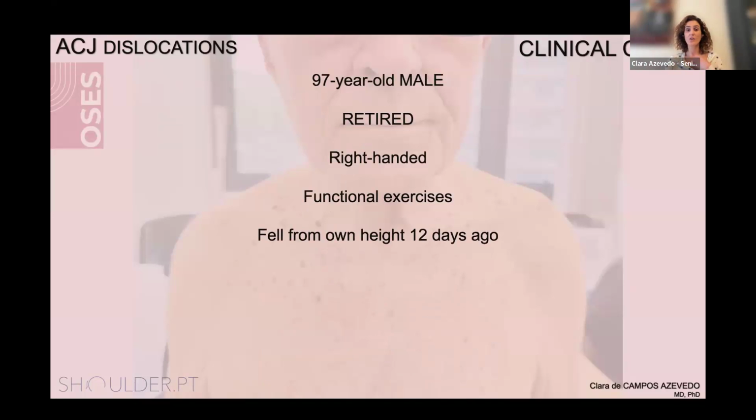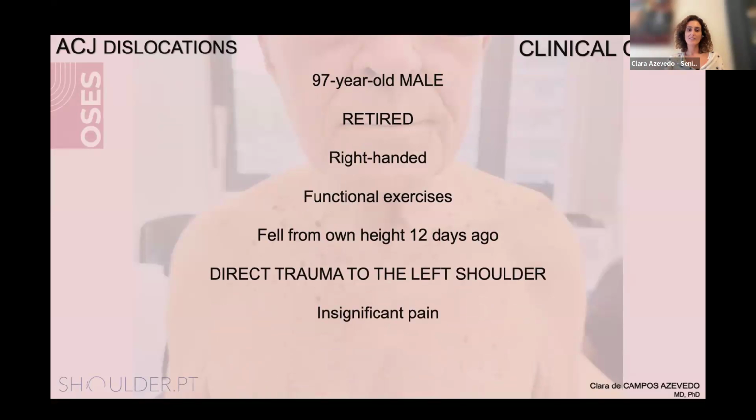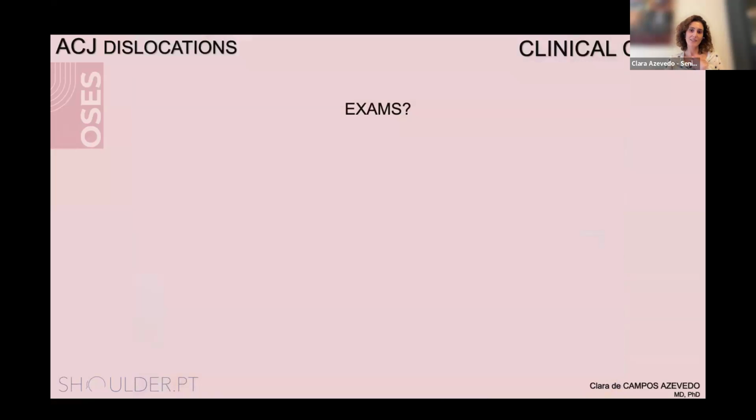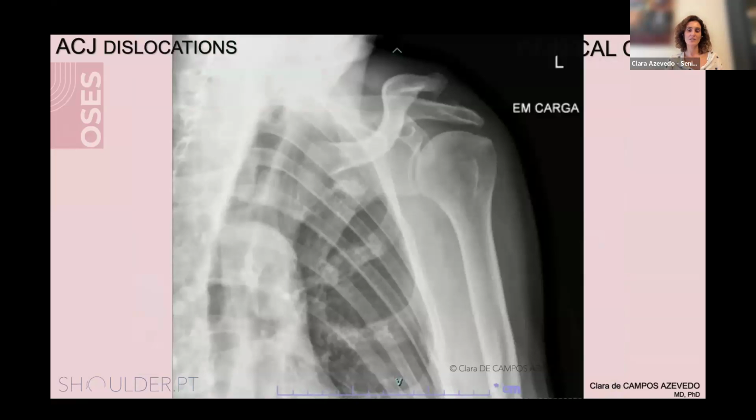And he fell from his own height 12 days ago. He went to the emergency room, and they told him he had a severe lesion on his shoulder, and he had to have an appointment with me. But he arrives in my appointment with insignificant pain and full range of motion. And after I told him my plan, he started to exemplify push-ups to show me that he had no pain. So this is very interesting for me. That's why I think it's worth discussing.